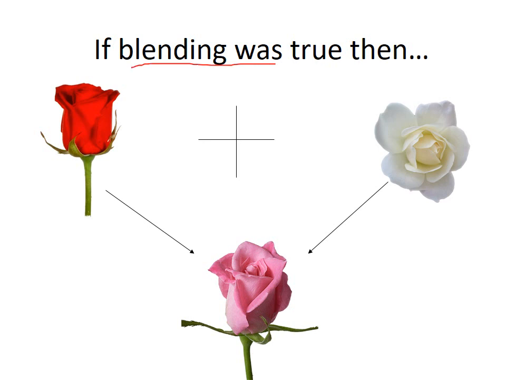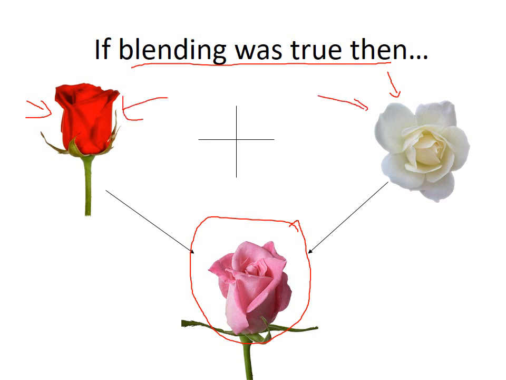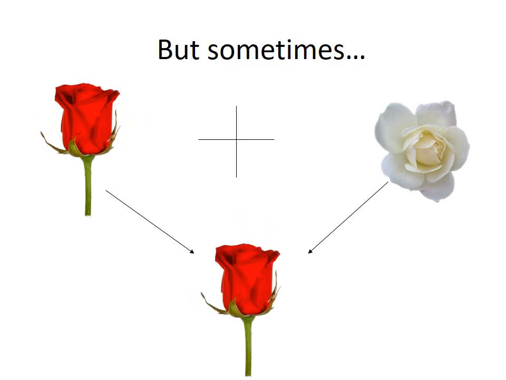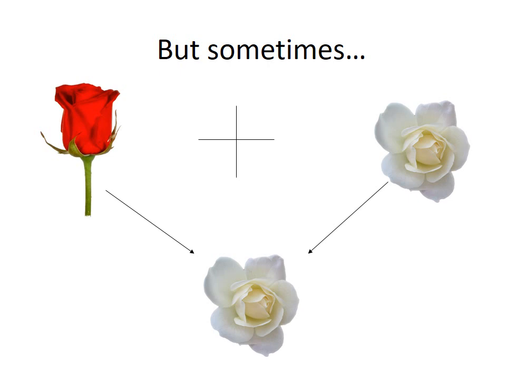If blending was true, then whenever plants with red flowers and plants with white flowers had offspring, the offspring would always have pink flowers, since that's in between red and white. But that's not always the case. Sometimes in nature we see red flower plants and white flower plants giving more red flower plants. You might also see red and white flower plants giving more white flower plants. So these are all examples that go against the blending theory of inheritance.